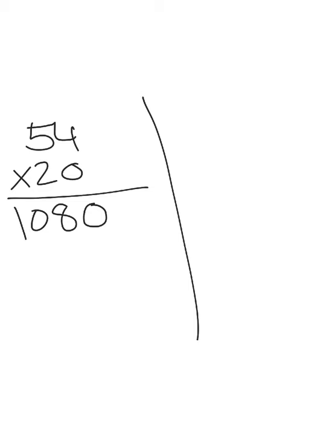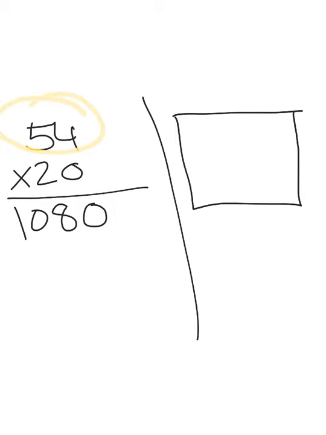If you want to show a model, draw a box, take the number that is not a multiple of 10, and put it on one side of the box. In this case, we have 54. That is not a multiple of 10 because it does not end in a 0. So we're going to write 50 plus 4 and draw a line. On one of the other sides of the box, we're going to write our 20.